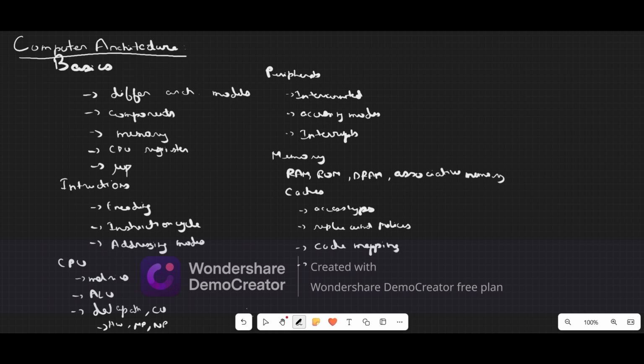We'll be seeing the different types of cache misses. Then we'll also be seeing the inclusion and exclusion cache policies. This will cover the basics of cache, and then finally we'll be moving on to parallel processing.